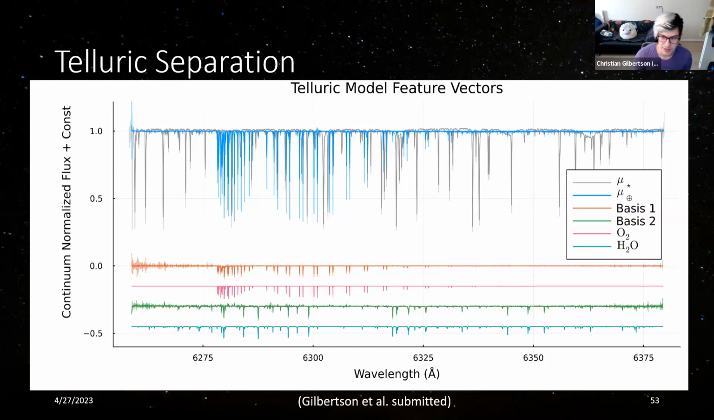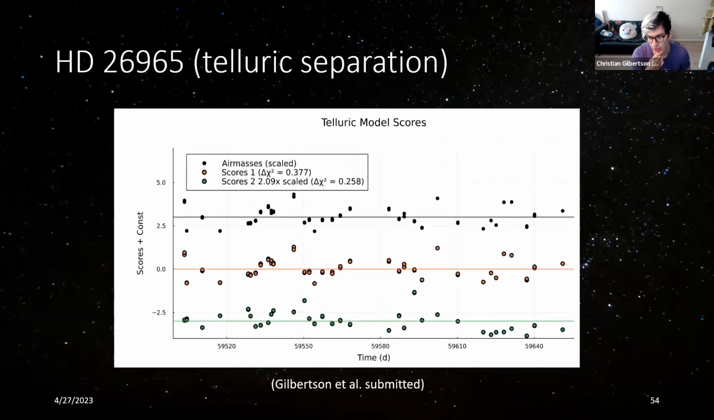Again, the Telluric and stellar templates are shown at the top, and the feature vectors are shown with offsets at the bottom. Here, SOOF found two significant feature vectors shown in orange and green. The orange vector is very similar to a simulated oxygen spectrum, which is shown below it in pink, while the green vector is very similar to a simulated water spectrum, which is shown below that in turquoise. And not only are the feature vectors in the correct locations, but the scores make sense as well.